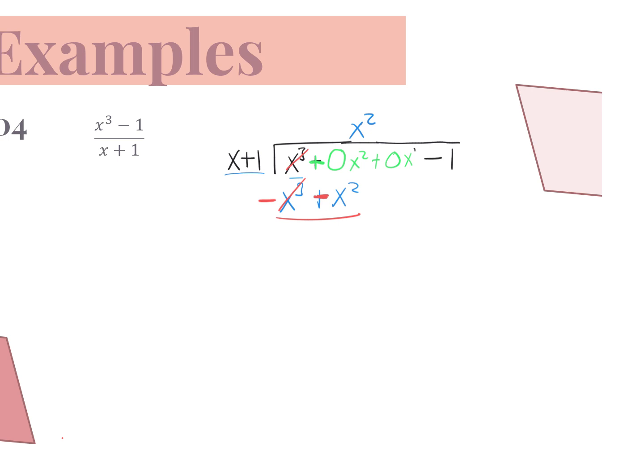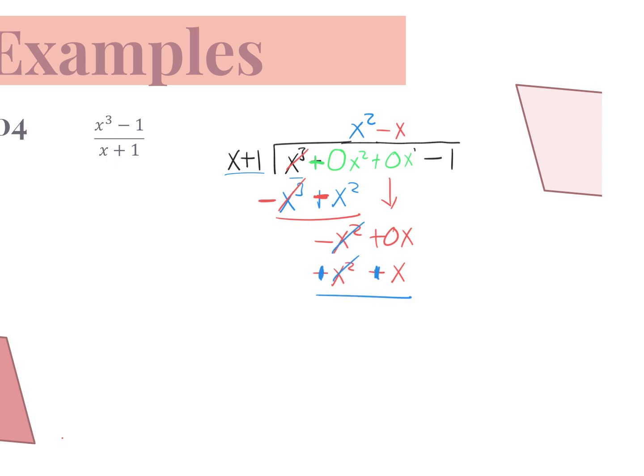So those cancel out. 0x squared minus x squared is going to get you a negative x squared. And then once again, I would bring down the next term, which in this case is going to be 0x. And then ask yourself the same thing, what do I need to multiply x plus 1 by to get a negative x squared? And that's going to be a negative x. All right, and when you do negative x times x plus 1, that's going to get you a negative x squared minus x. Do the exact same thing, change all your signs.